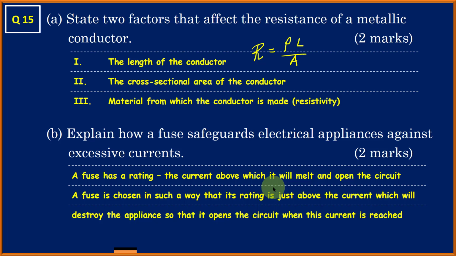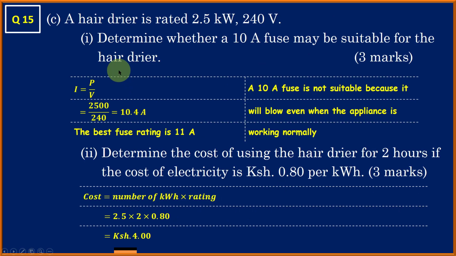Let's look at how it is applied in problem solving. In part C, we are given that a hairdryer is rated 25 kilowatts, 240 volts. At this point, I take time to remind you that the power rating of an electrical appliance means that you must be given the power and you must be given the voltage to which it must be connected for it to deliver this power. Because if this voltage is less than this value, then it will not deliver this power. So in rating of electrical appliances, the power and the voltage must be stated.